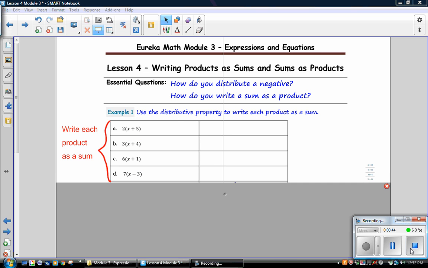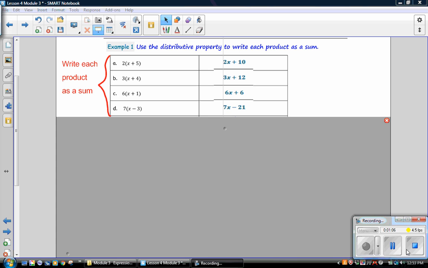For problems A through D, in example 1, use the distributive property to write each product as a sum. Pause the video and then resume it to check your work. 2x plus 10, 3x plus 12, 6x plus 6, and 7x minus 21. Notice that in these problems, there is a common factor.